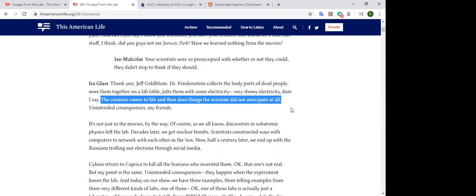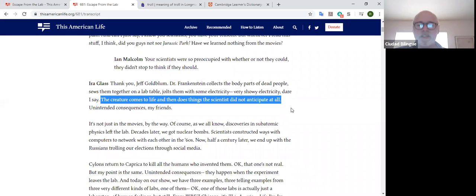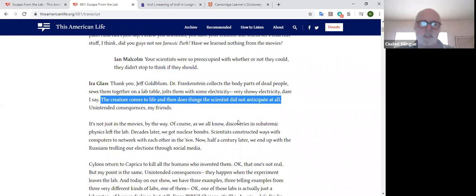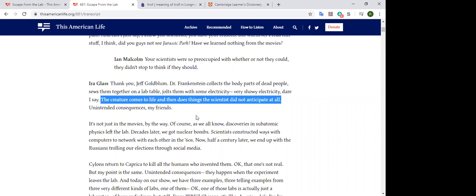Right, teacher. What does the creature do? The creature comes to life and then does things the scientist did not anticipate at all. Good. Marco and Mariana. Yes. Marco with the sentence, Mariana with the questions. Go. Okay. The creature comes to life and then hold on.